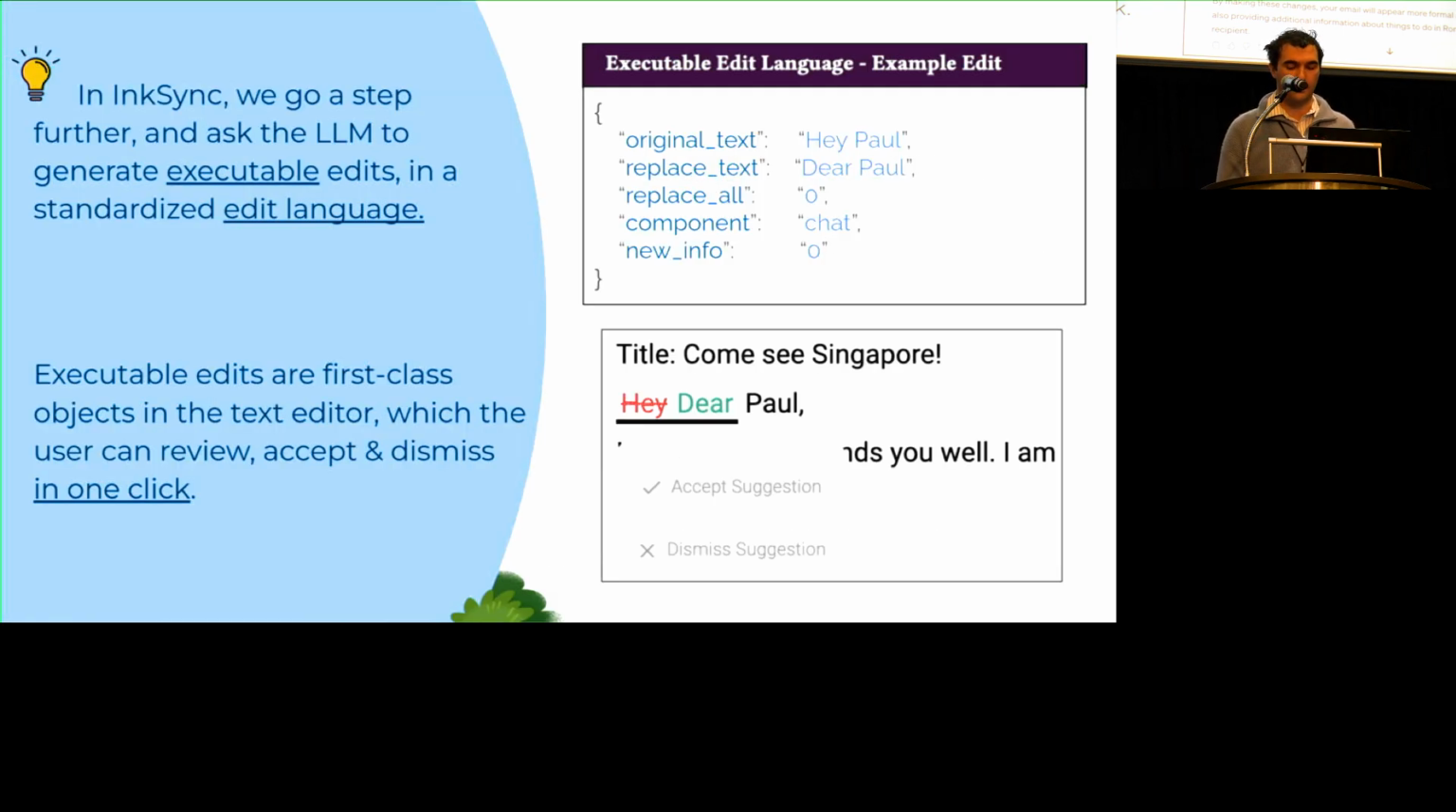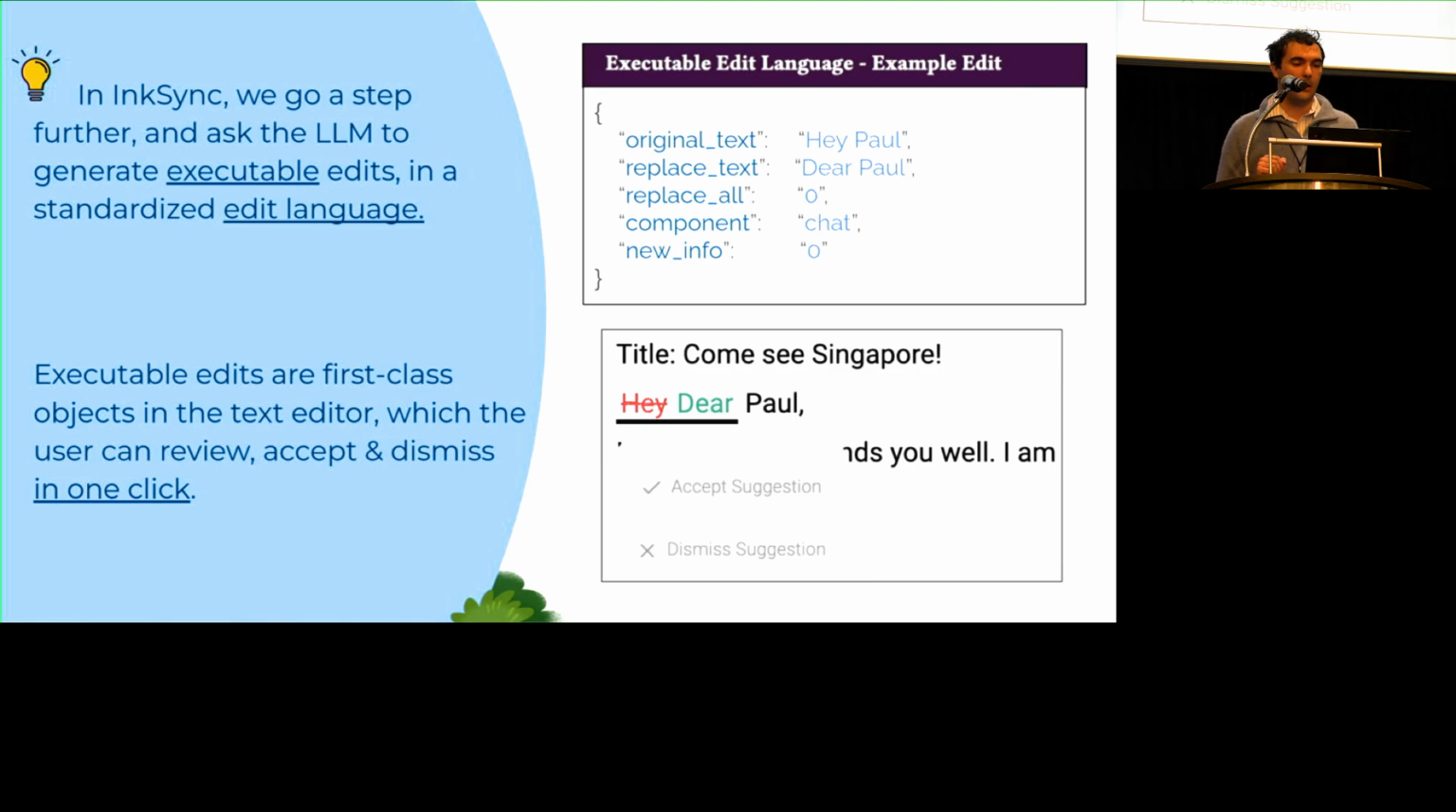And so what we proposed in Xsync is the better of the three worlds that I just listed in the first slides. So in Xsync, we're still going to back the text editing interface with an LLM, but we're going to ask the LLM to generate what we call executable edits. So executable edits are in JSON format. You can see them here in the top right.